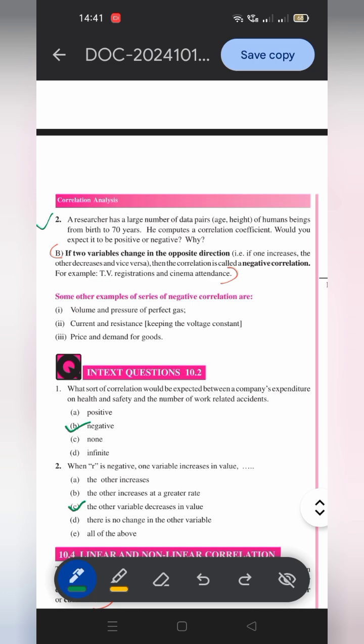Second question. A researcher has a large number of data pairs, age and height of human beings from birth to 70 years. He computes a correlation coefficient. Would you expect it to be positive or negative? Why? Answer. Positive, since in general people grow in height increasing with age.